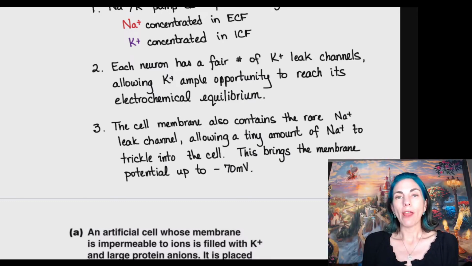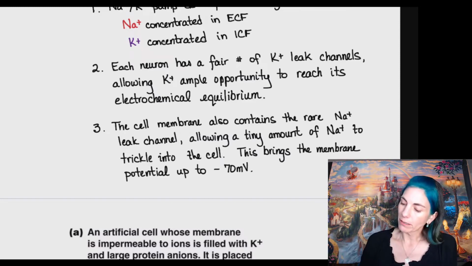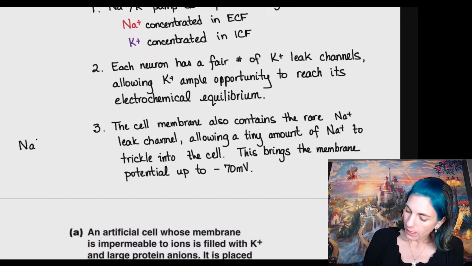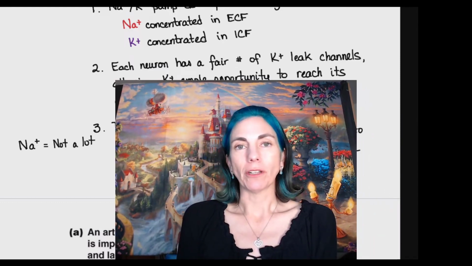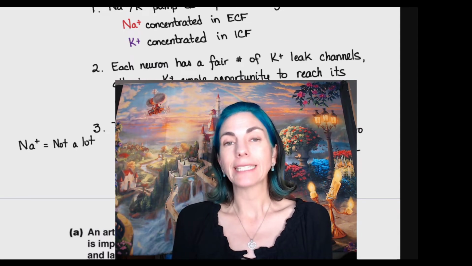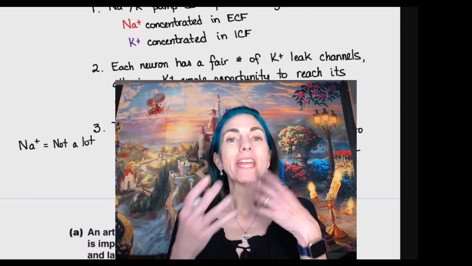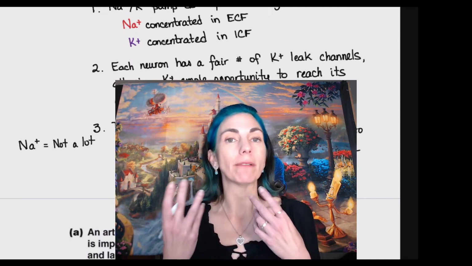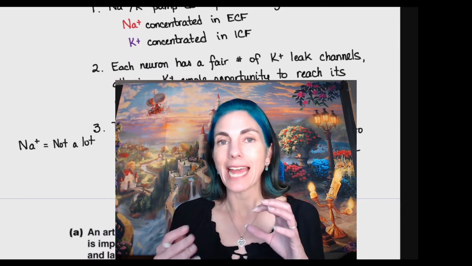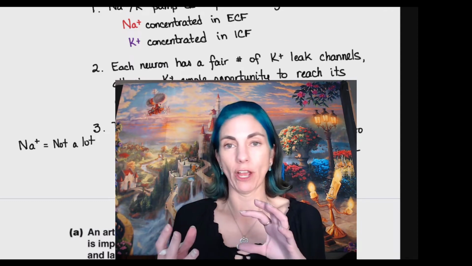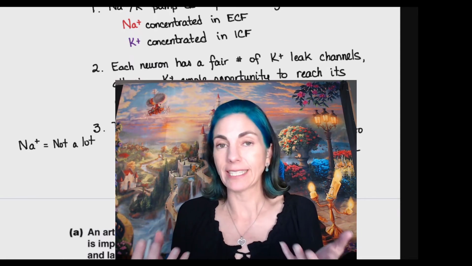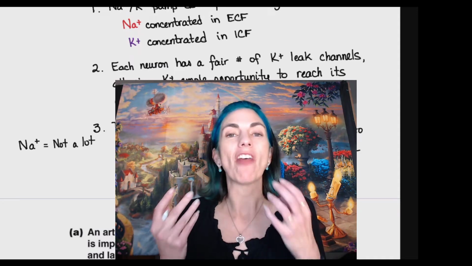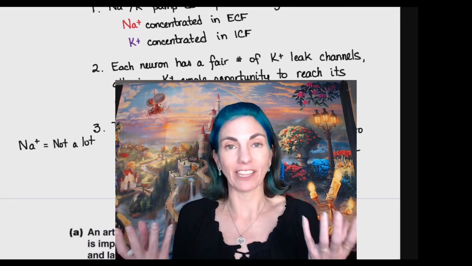So one of the ways that I remember that there's not a lot of sodium channels is that Na also stands for not a lot, so rare. The resting membrane potential is a combination of the sodium-potassium pump and the ratio of potassium and sodium leak channels. So what I'm saying is that if you started to vary the relative ratio of sodium and potassium leak channels, you would change the resting membrane potential of that cell. And again, it's all driven by that sodium-potassium pump setting up the chemical gradient in the first place.